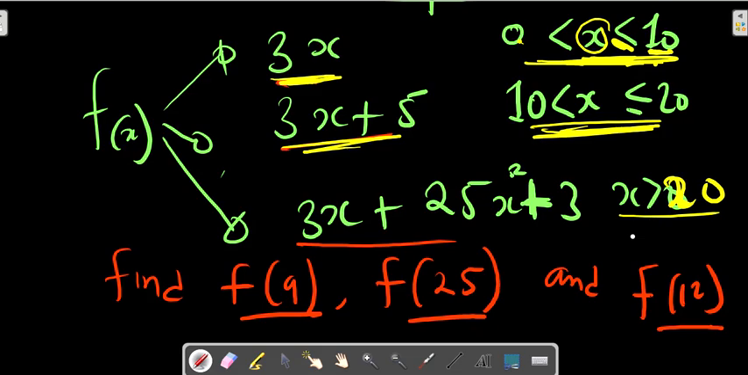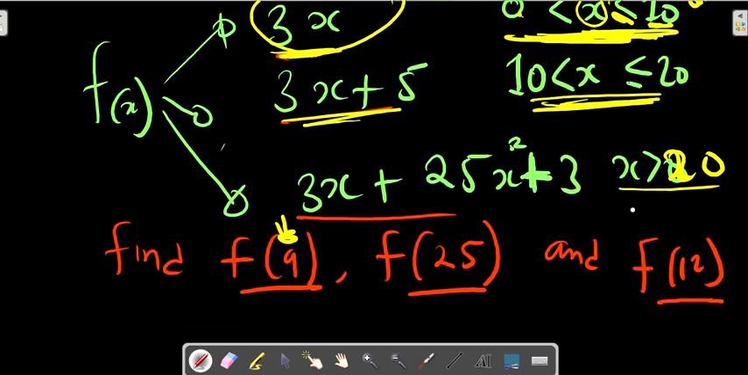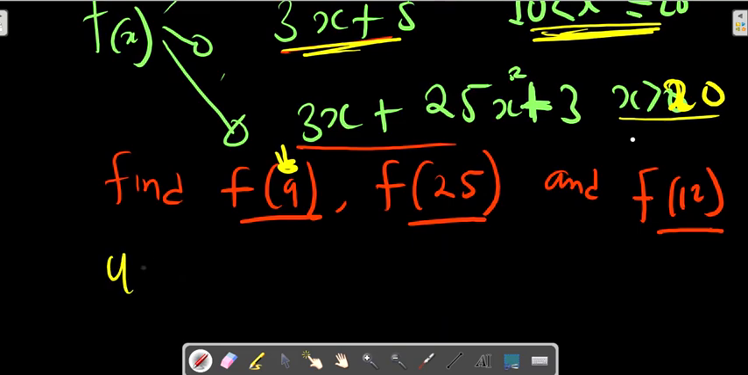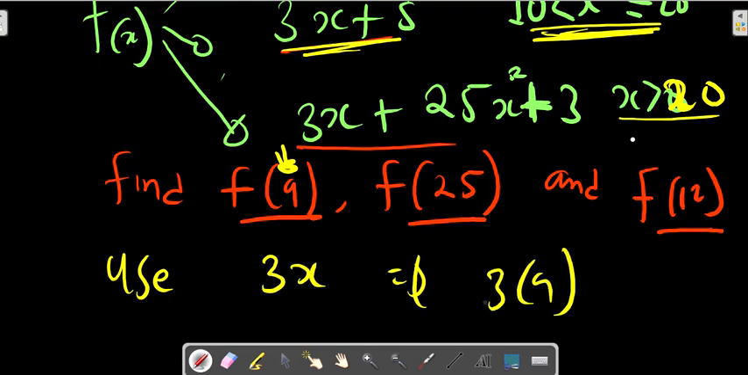Now, let's try to figure out f of 9. For us to figure out f of 9, we need to understand where the domain value 9 falls. Once we check the condition, we can clearly see that 9 is within this range, since our x value is less than 10. So this is the function that's valid for our domain value. We use 3x in this case, and we get 3 times 9. So our f of 9 would be 27.